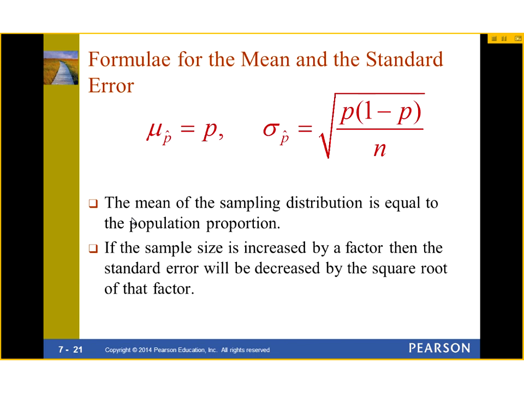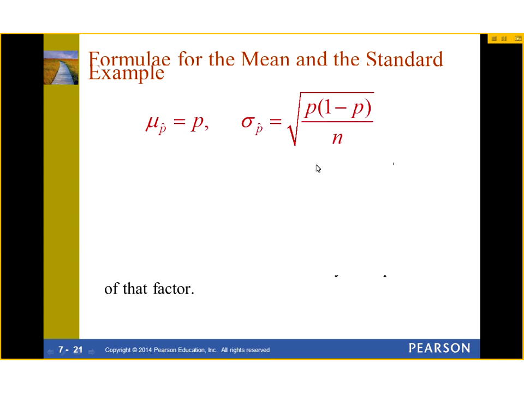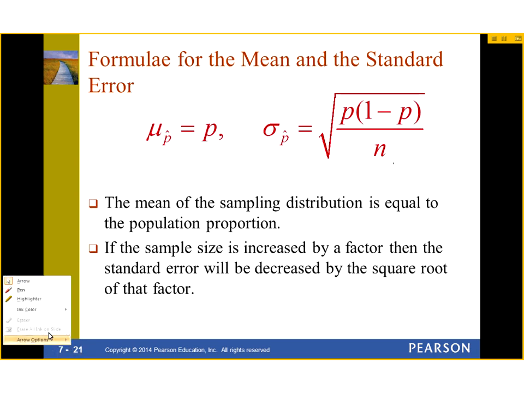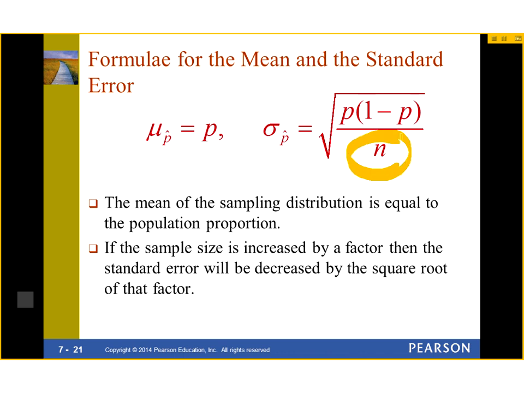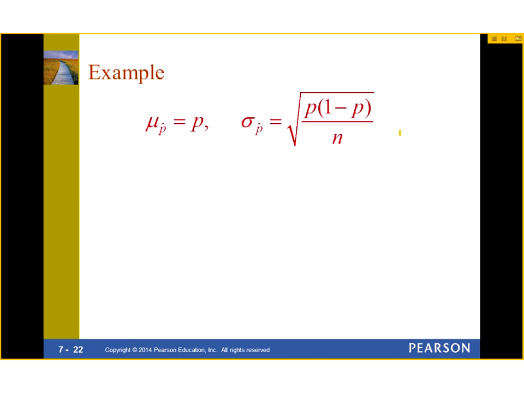Second, look at where the n is. The n is underneath the square root. So if you look here where this n is, that n is in the denominator underneath a radical. So if we were to increase the sample size by a factor, let's say we increase the sample size by a factor of 100, then the standard error will be decreased by the square root of that factor. So if we increase our sample size by 100, standard error is actually going to be decreased by 10. The square root of 100 is 10.